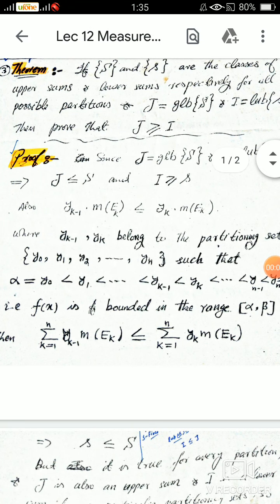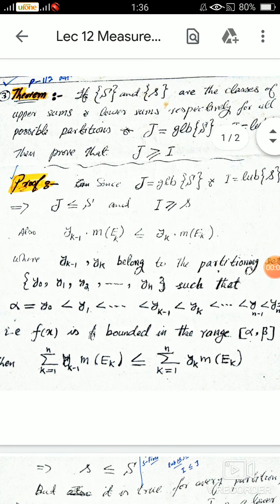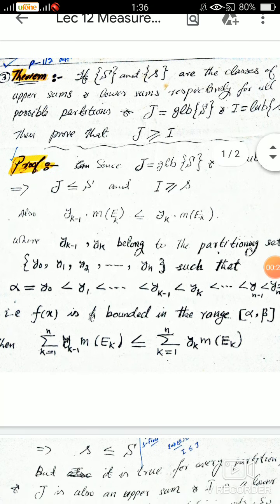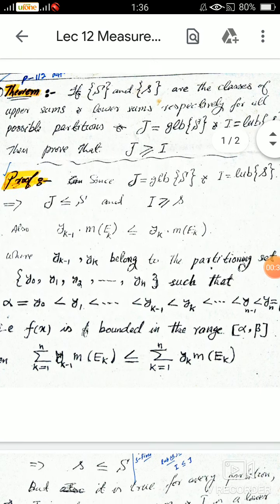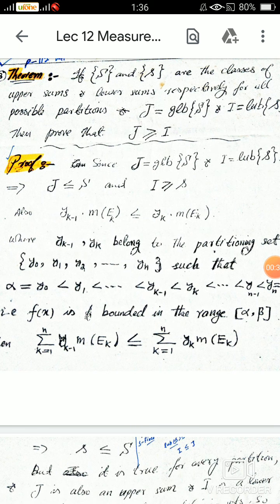Bismillahir Rahmanir Rahim. Dear students, today we have a theorem. If the class of the upper sums, capital S, and the class of the lower sums, small s, respectively, for all the possible partitions, J is equal to GLB of the capital S, upper sums, and I is equal to LUB of the lower sums, small s, then prove that J must be greater than or equal to I.